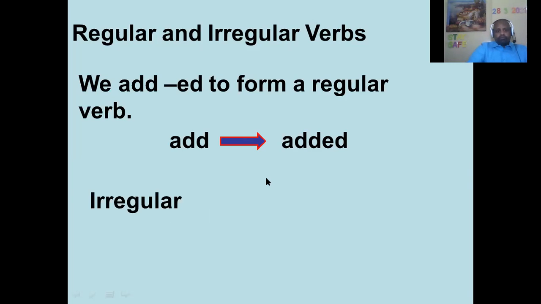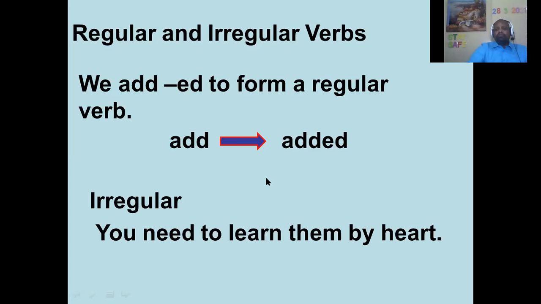Irregular verb doesn't follow that rule. You need to learn them, to study them by heart. The time you study an irregular verb, study it because they're not following the rule of adding ed. Write, the past is wrote. Write, wrote. Irregular verb. Why do they call them irregular verbs? Because they are not following the ed rule. You can't add ed to that.